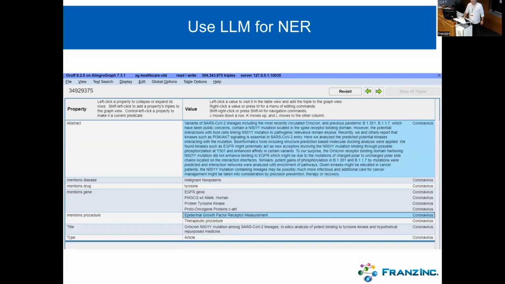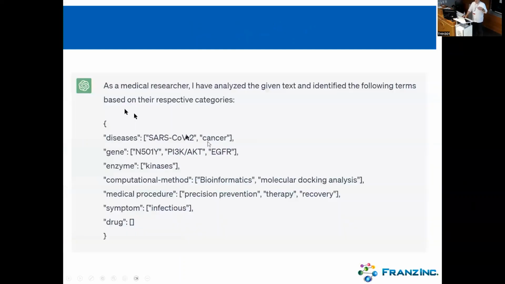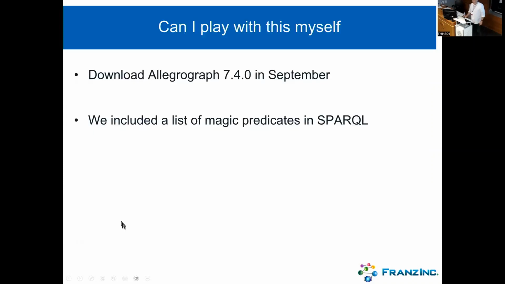We use it for entity recognition. So here we have, for example, an article that already has diseases, drugs, and genes extracted. The Bioverse, but one of the cool things we started to use ChatGPT for that too. As a medical researcher, I analyzed the given text and identified the following terms: diseases, genes, enzymes, and again, it's a very interesting way to get your data out of that.